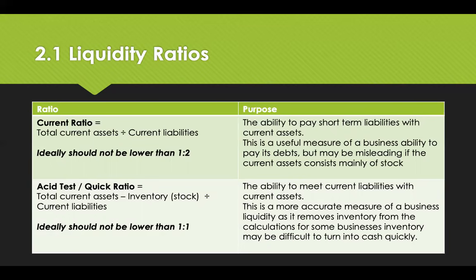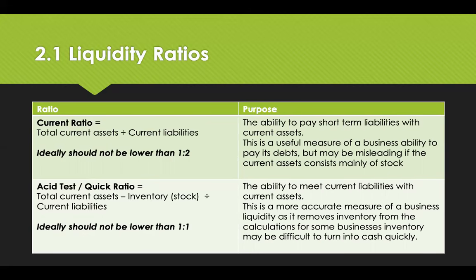So you own it, lock, stock and barrel. It's yours to do whatever you like with it. You can sell it, you can keep it, but it has a value. And then your liabilities is what you owe. So the money you owe to other people through loans, accounts payable, bills, whatever it might be. So a good liquidity is where you own more than you owe.